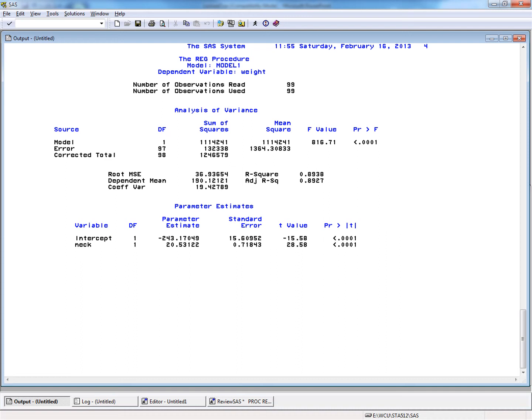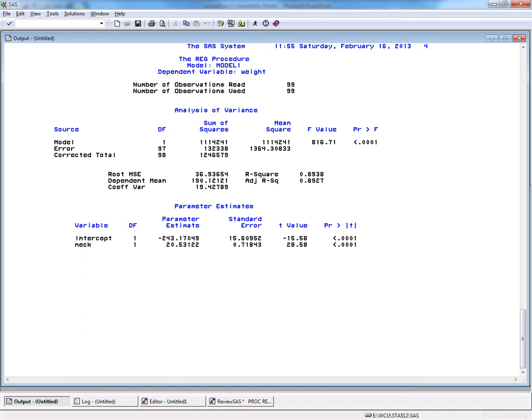So now this is our output. We actually saw this proc reg output last week. It's just that we focused on the bottom part, those parameter estimates, and kind of ignored the top part where it says analysis of variance. But that's essentially the ANOVA table. So we should now be able to see where all those numbers are coming from.